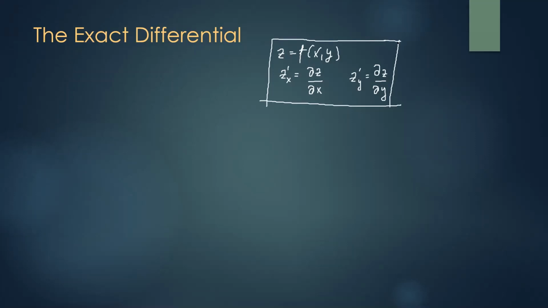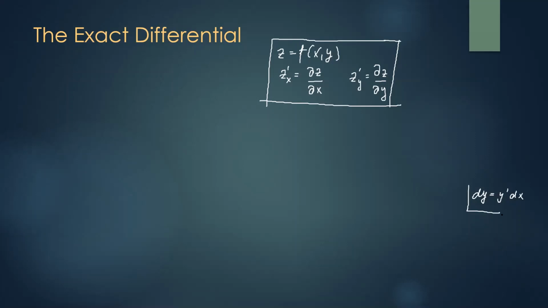Now, the exact differential. Remember, for an ordinary function, the exact differential dy was the derivative y' times dx. And that also explains the Leibniz notation for differentiation d by dx, right? Because the derivative y' is dy by dx. dy was the differential of the function of one variable.